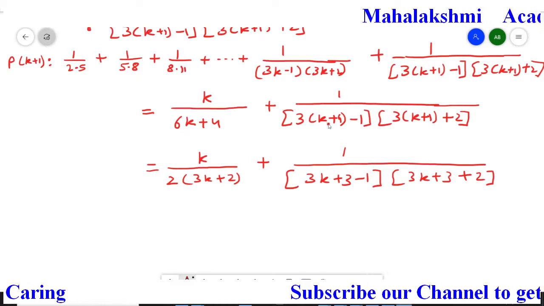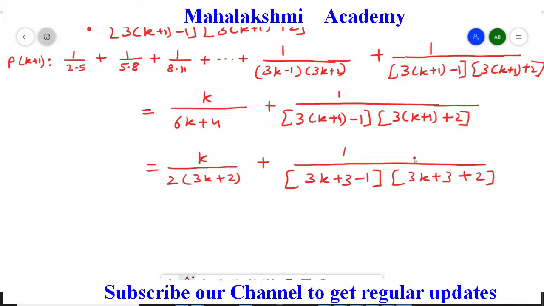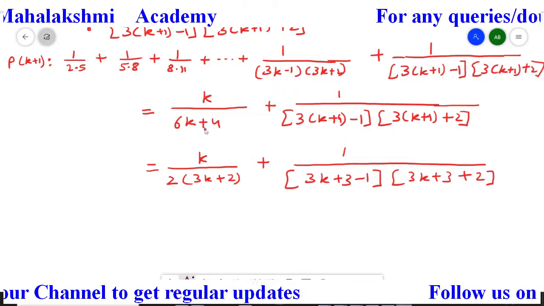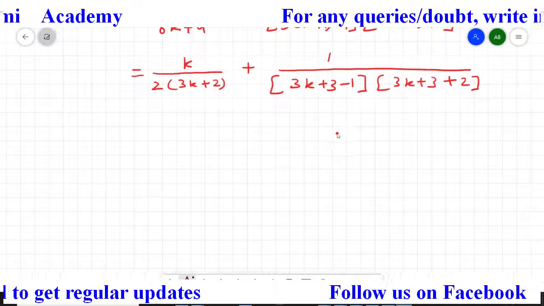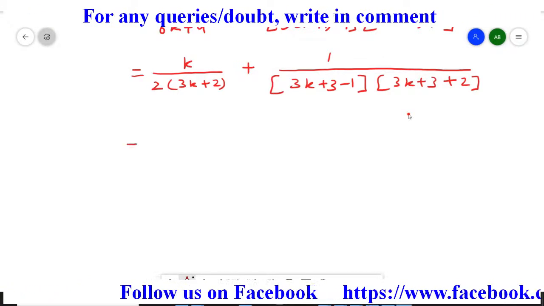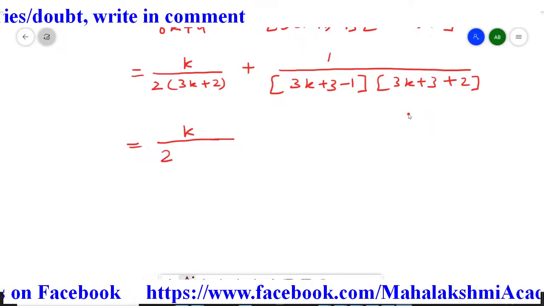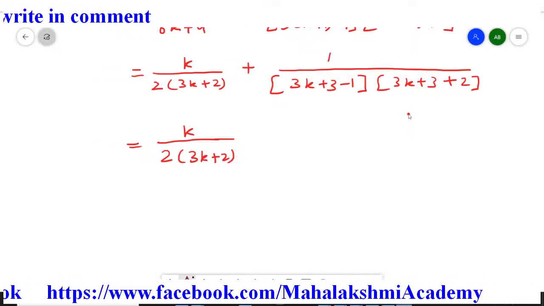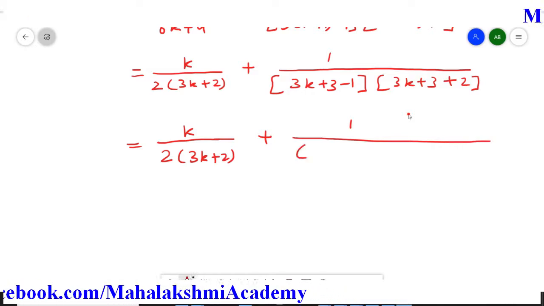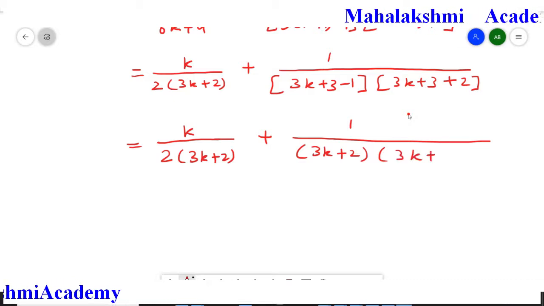What I had done, I opened the small bracket, so I obtained 3k plus 3 here, and here I obtained 3k plus 3 again, and plus 2 and minus 1 as it is, and from these 2 terms I took 2 common. So here 3k remains and here 2 remains. Now in the next step I am going to simplify them, so that will give us k divided by 2 bracket 3k plus 2, then plus 1 whole divided by 3k plus 2 and 3k plus 5.